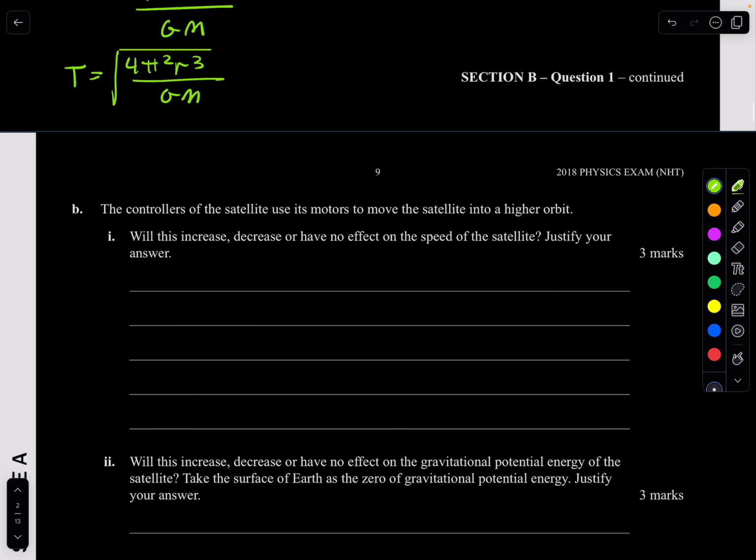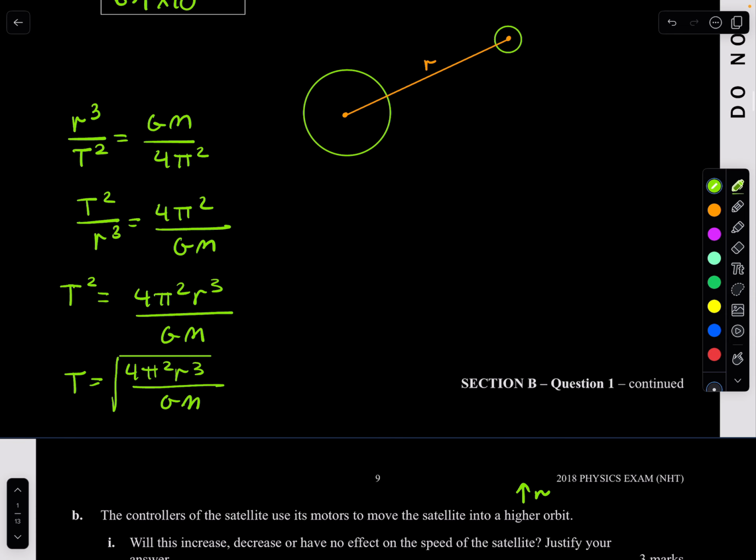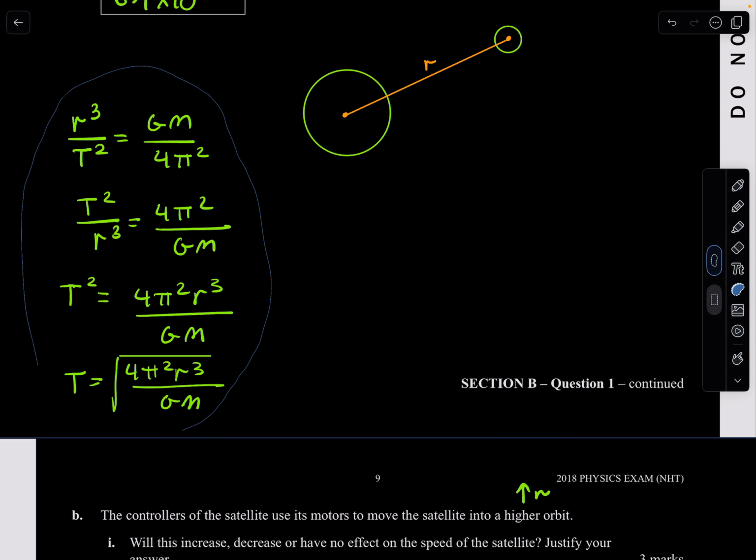Looks good. Question B. The controls of a satellite use its motors to move the satellite into a higher orbit. So if we're going to a higher orbit, we're increasing our orbital radius. Will this increase, decrease, or have no effect on the speed of the satellite? And justify your answer. So, all right, let's have a look at this. Let me just rub this part here.